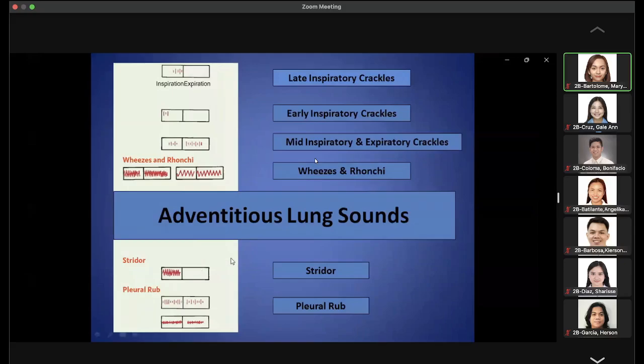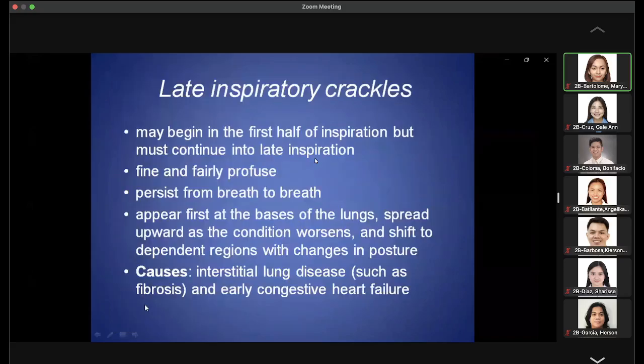So here is a picture or image of the different adventitious lung sounds. So here you have the late inspiratory crackles, the early inspiratory crackles, and mid-inspiratory and early expiratory crackles, all of which we will discuss later. Okay, so wheezes and rhonchi. As defined, it is a continuous sound. Rhonchi, continuous sound. Okay. And other adventitious lung sounds that we will discuss later are stridor and pleural rub.